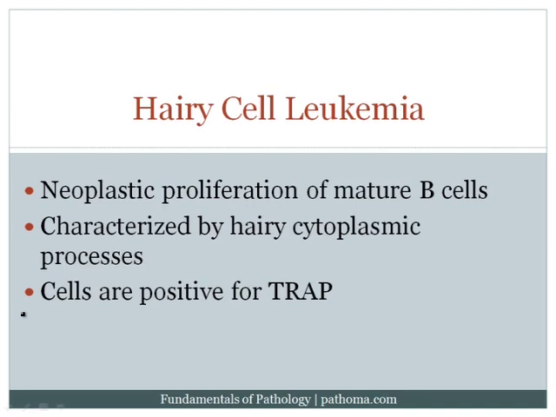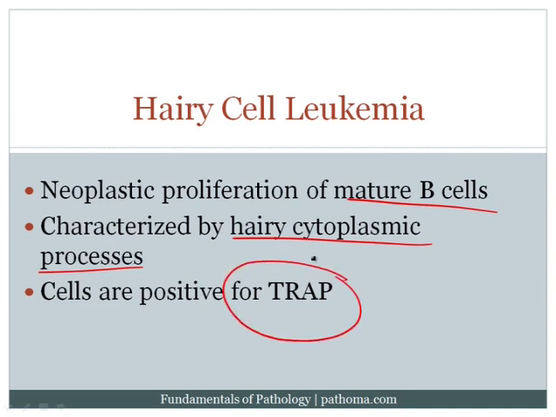Another chronic leukemia would be hairy cell leukemia. This is a neoplastic proliferation of mature B cells, and they're characterized by hairy cytoplasmic processes. One of the very important features of these cells that also helps to make the diagnosis is that the cells are positive for an enzyme called tartrate-resistant acid phosphatase.